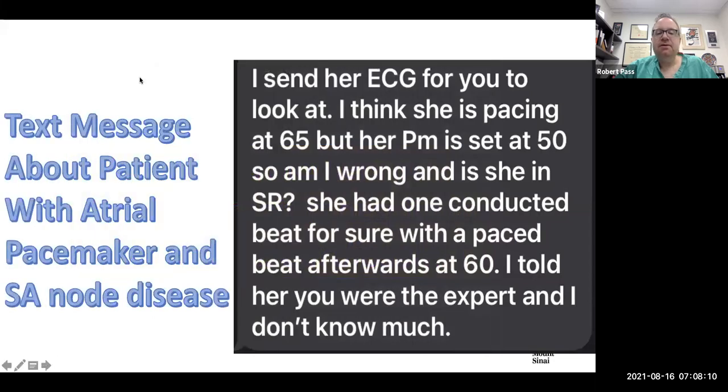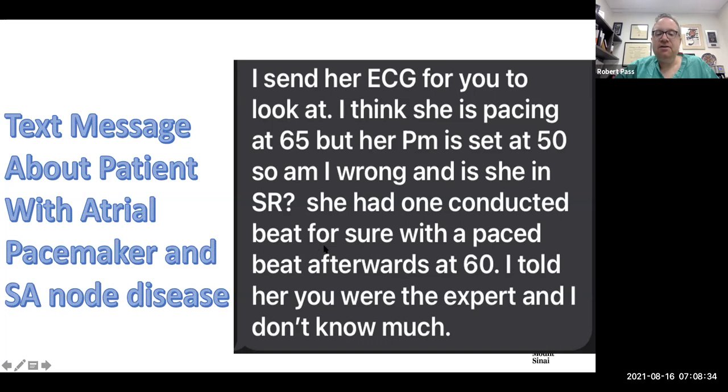All right, let's go on to some cases. This is a text message that I received about a patient who had an atrial pacemaker and sinus node disease. This is what the doctor wrote. I send her EKG for you to look at. I think she is pacing at 65, but her pacemaker is set at 50. So am I wrong? And is she in sinus rhythm?